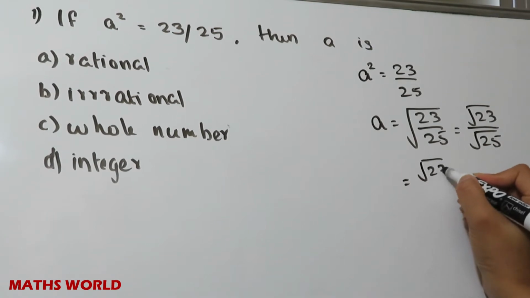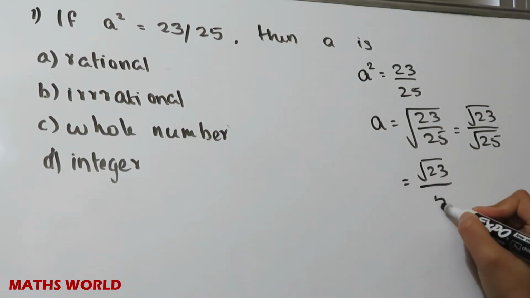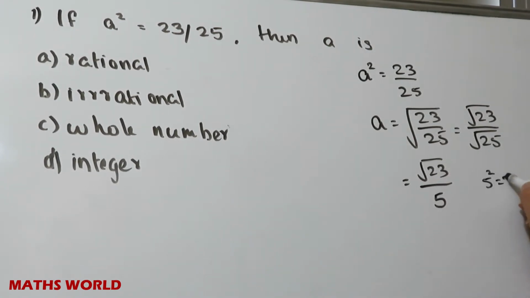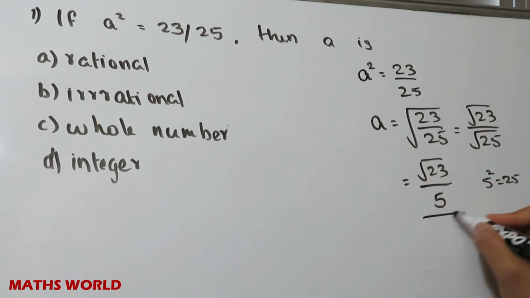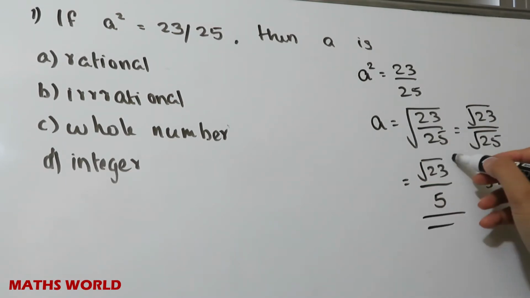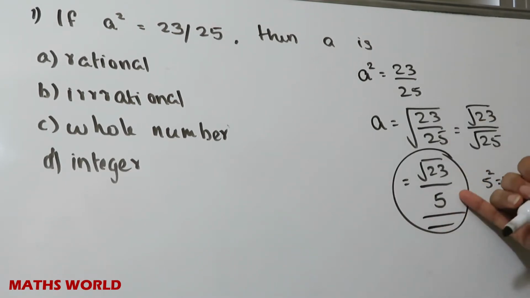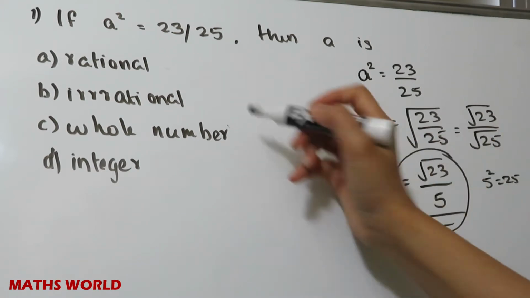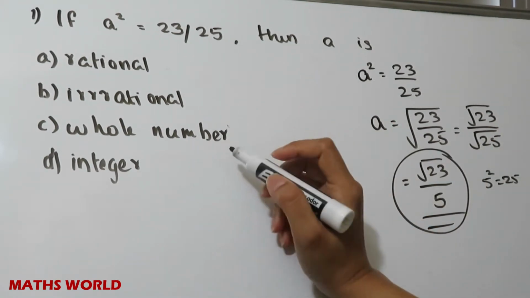Root of 25 is equal to 5, because 5 square is equal to 25. This 23 is not a perfect square, so our a will be root 23 by 5. Here we need to find whether this number is rational, irrational, whole number, or integer.